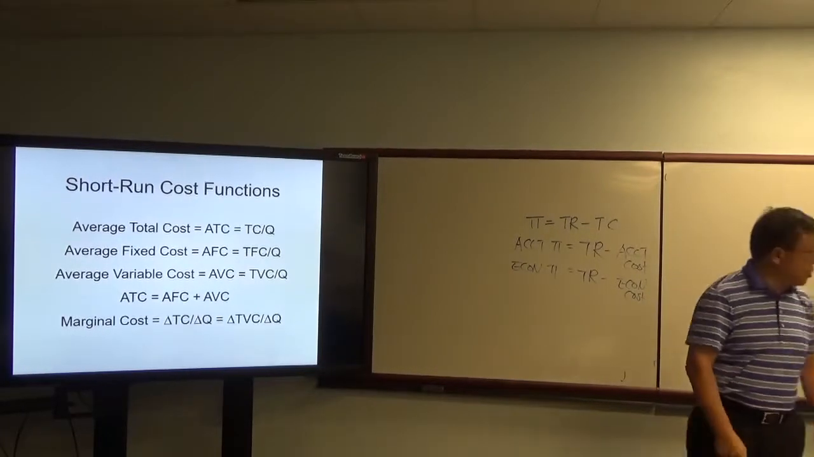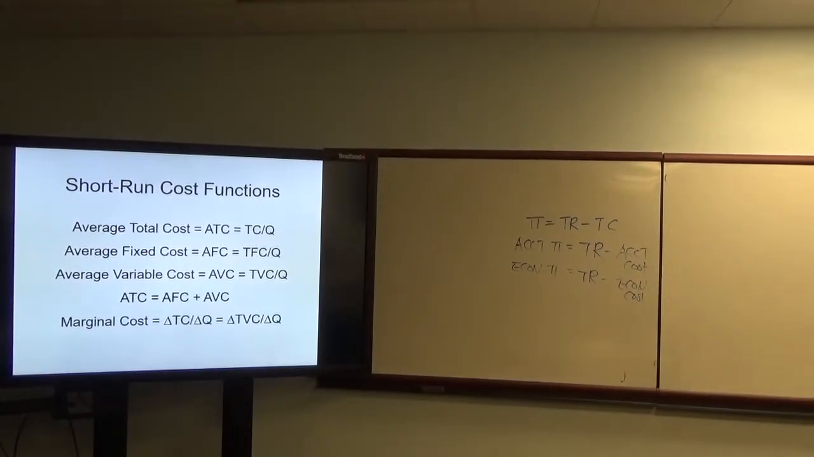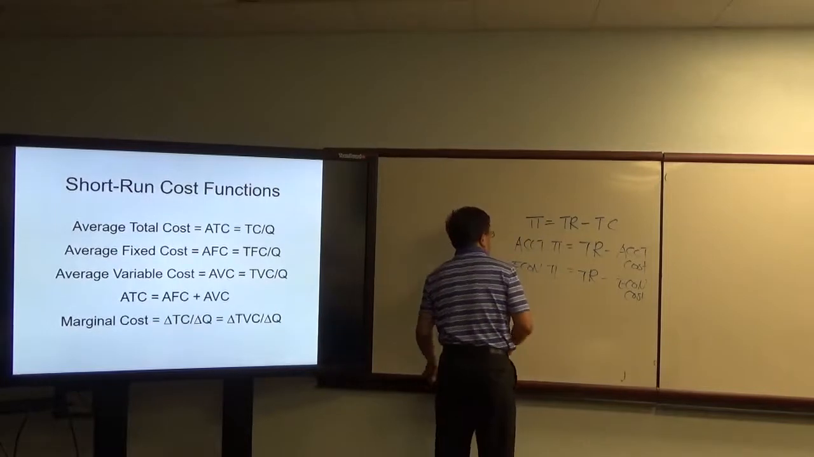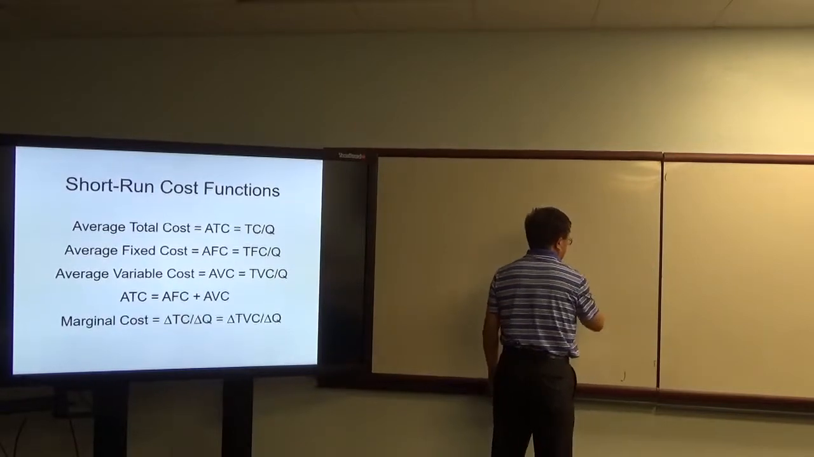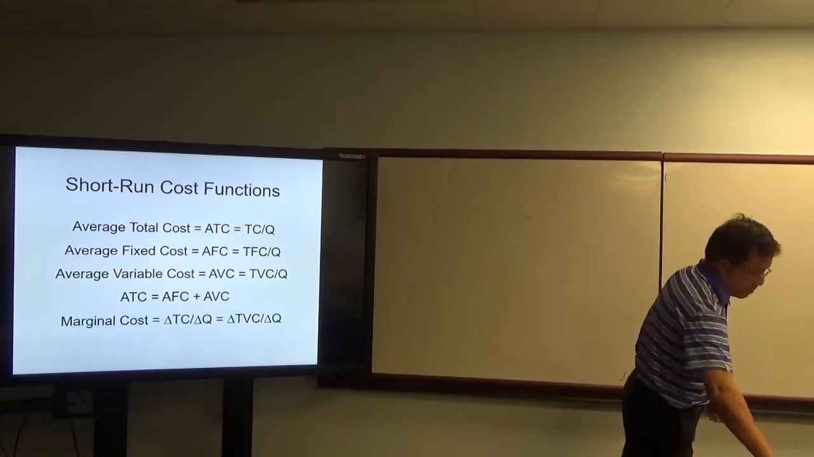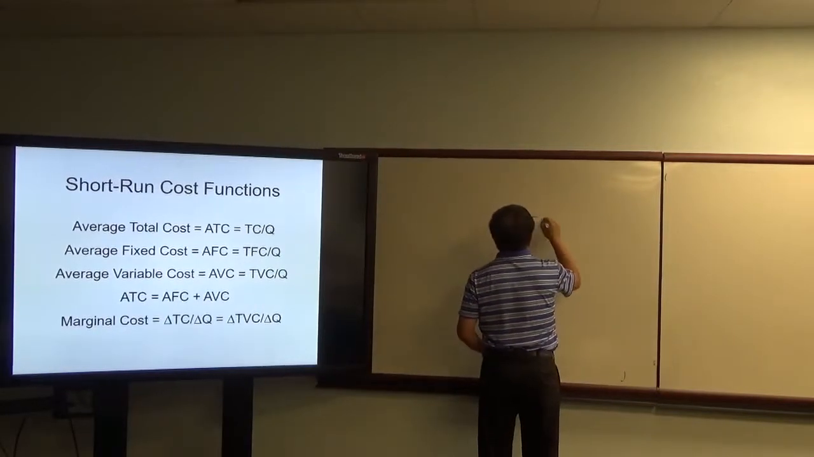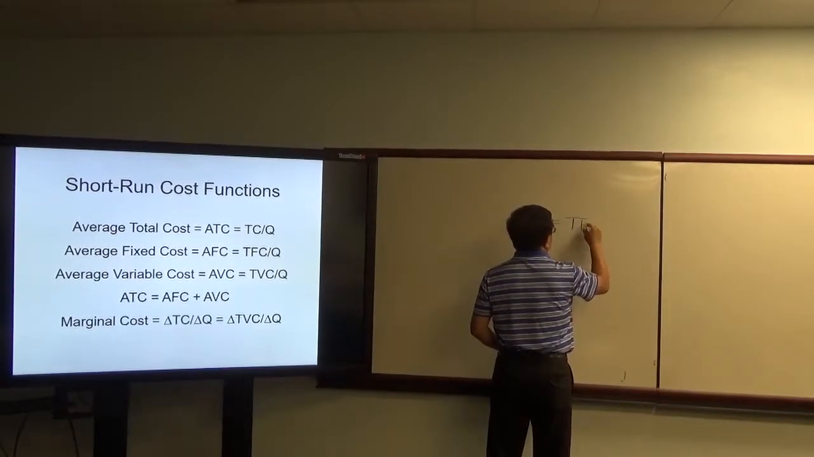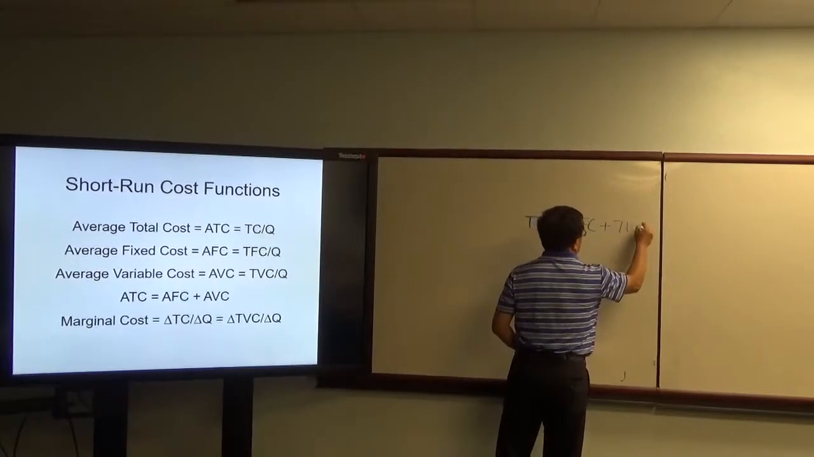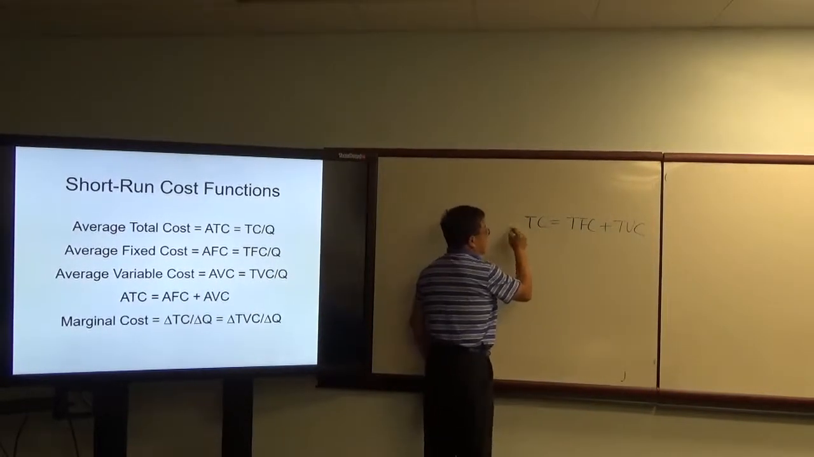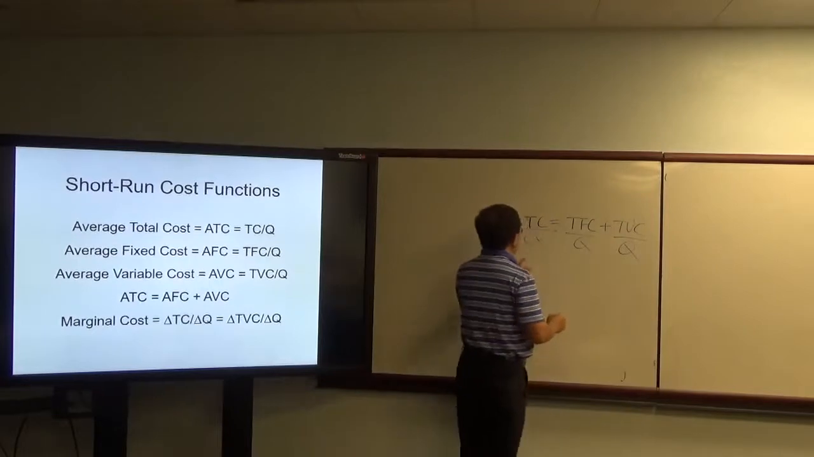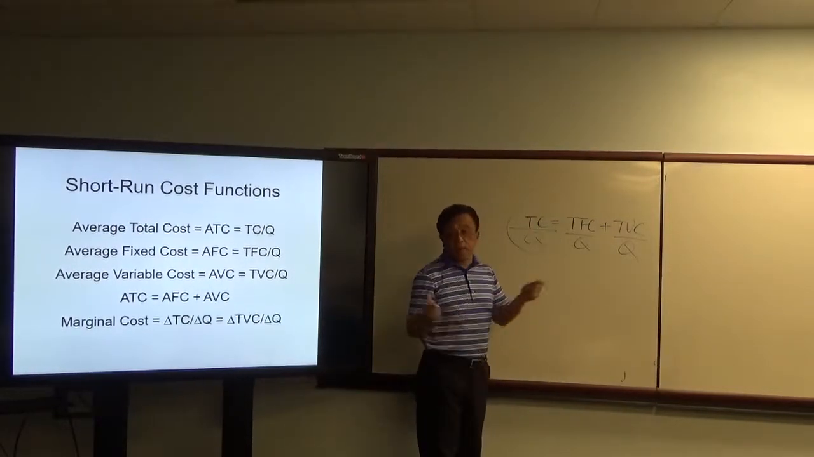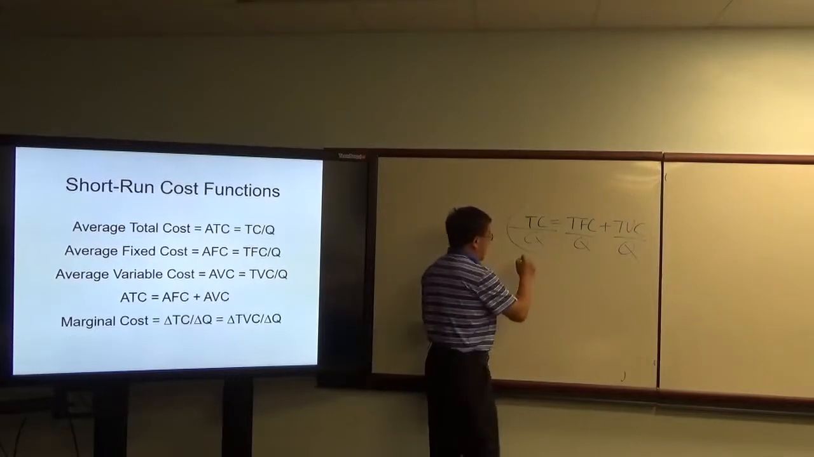But we're more interested in cost per unit. So the total cost is equal to total fixed cost plus total variable cost. I can divide by quantity, the output level, from both sides. Now, what is this item? Total cost divided by the output level. So that's the average total cost.